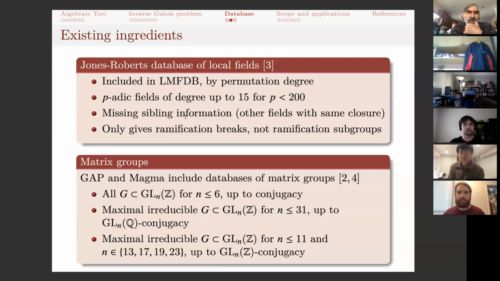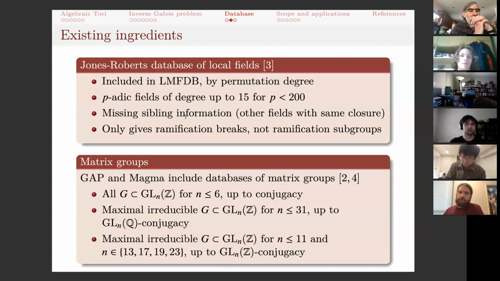And that's important for thinking about various representation theoretic quantities coming from that character lattice. So that's the status on the local field side. We have some data. It's not quite what we need, so we're working on improving it in a way that will make it more usable for this project.